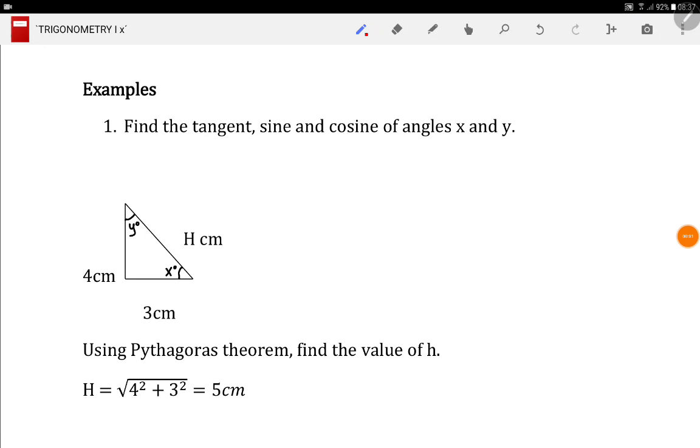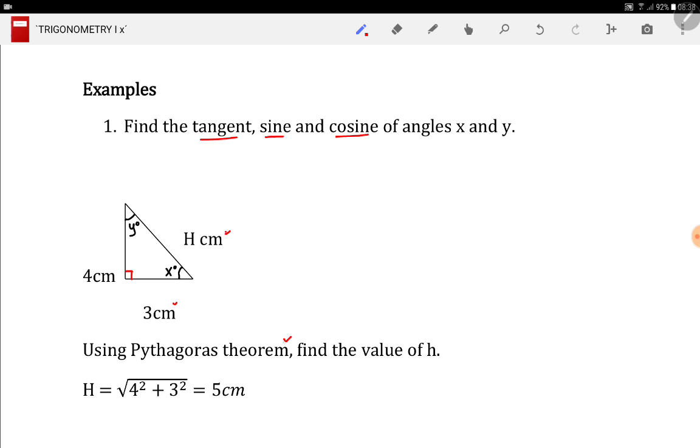Example 1. Find the tangent, sine and cosine of angles x and y. So we have a right-angled triangle with two angles x and y. Then the three sides, we have 4 centimeters, 3 centimeters, and h centimeters. For us to find all the three trigonometric ratios, we will need to have all the three sides.